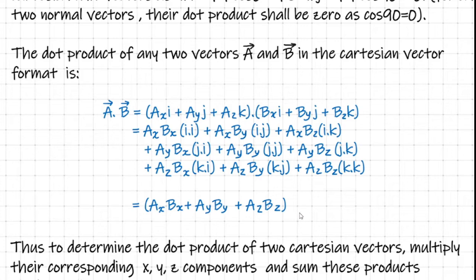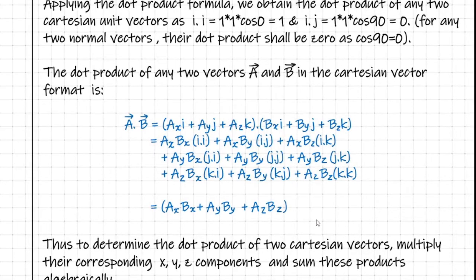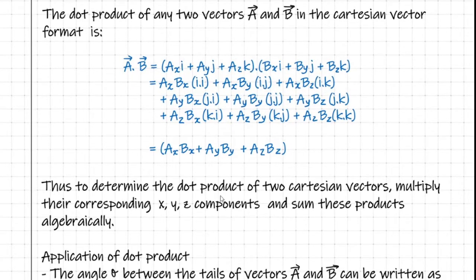This means that the dot product of any two Cartesian vectors can be obtained simply by multiplying the x, y, z components and summing these components algebraically. Look here: we multiplied the x components of A and B, that is Ax and Bx. Then we multiplied the y components of A and B, that is Ay and By.